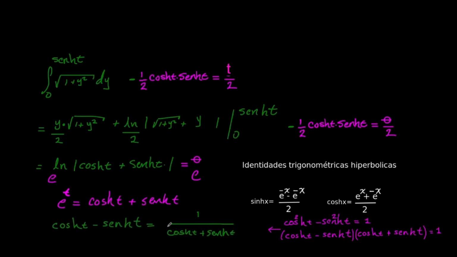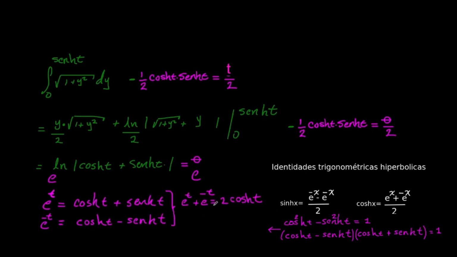Now, by adding and subtracting these two equations, we obtain twice the hyperbolic cosine of t and twice the hyperbolic sine of t, respectively. From there, all that's left is to solve for the hyperbolic cosine and the hyperbolic sine, giving us the identities we wanted to prove.